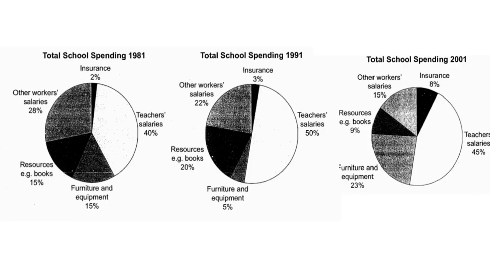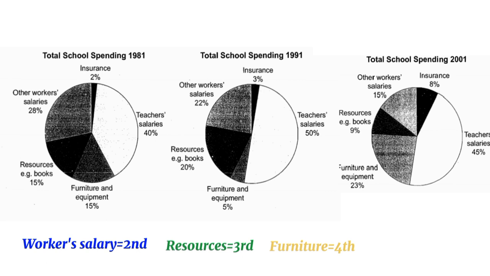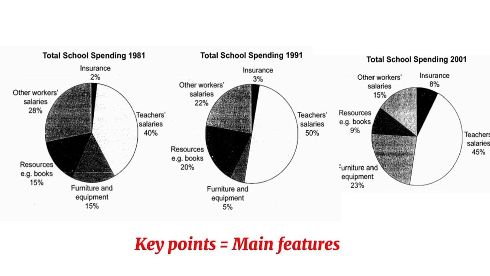And remember, you shouldn't be writing only one line or one point in the overview. At least 2 to 3 points should be included in the overview. Let's look at the next point. What's the most significant thing? Now most people will say that you can add other worker salaries the second, resources books is the third, followed by furniture, equipment, and insurance. But that won't work because you don't have to write every single information, just the key features, just the summary.